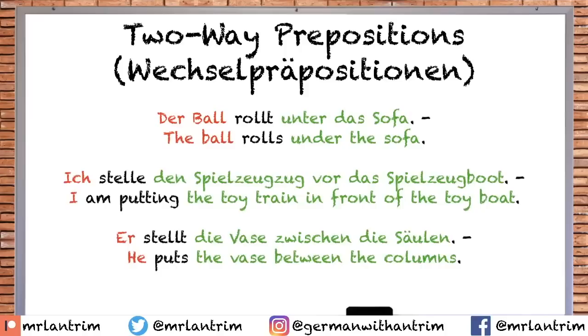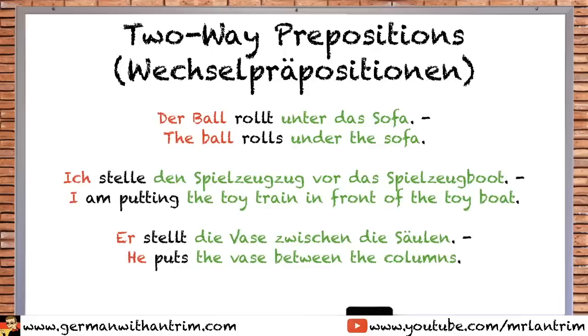Der Ball rollt unter das Sofa. The ball rolls under the sofa. Under the sofa is a new location for the ball. It wasn't there before, but it rolled into that position, and so we have unter das Sofa, accusative case.